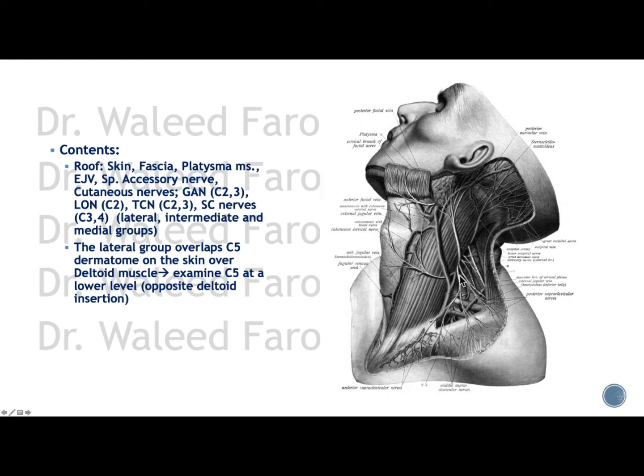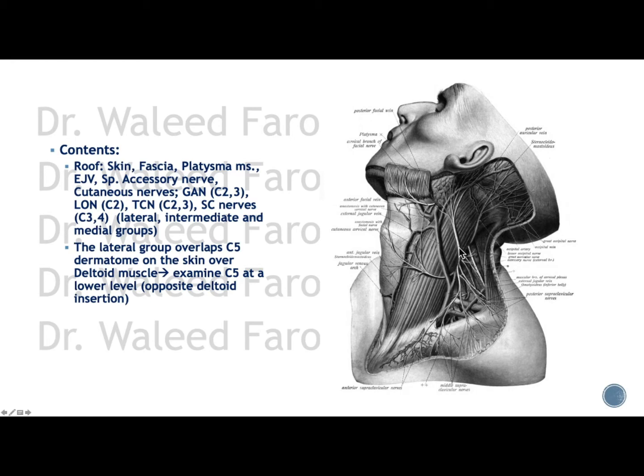That means in the posterior triangle, we have ascending nerves like the lesser occipital nerve, this one, the one you see going behind the ear. It supplies the occiput and the ear pinna as well. This is called the lesser occipital nerve.